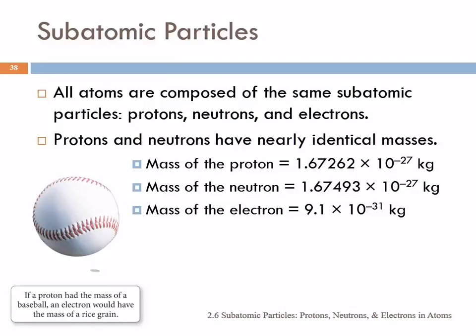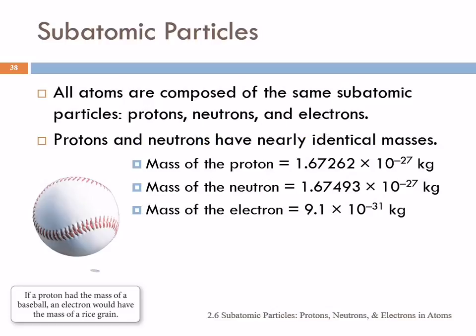Let's talk about the subatomic particles. Sub is a prefix meaning below. So below atomic size, subatomic particles. There are three major subatomic particles. There are others, but we'll leave those to the physicists. We're going to talk about protons, neutrons, and electrons.